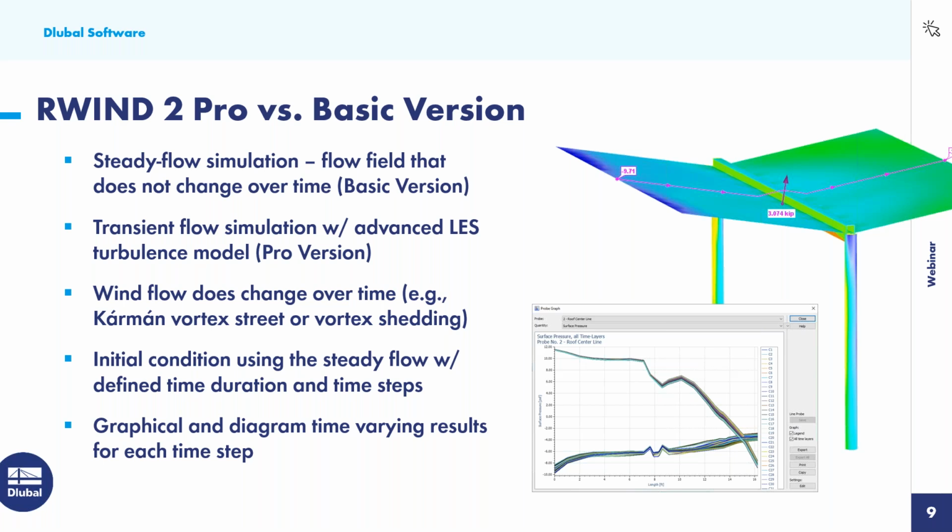We'll still use the initial condition using the steady flow, but we will define a total time duration and these time steps at which we can actually view our saved results. And within RWIND, we can view the graphical and diagram time-varying results for each time step. And we'll see that in the second part of our webinar today.